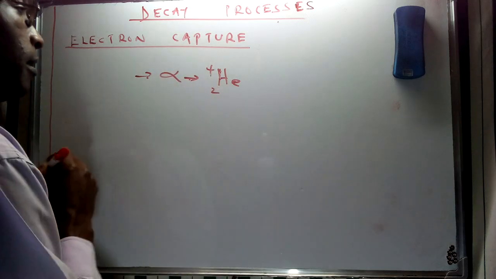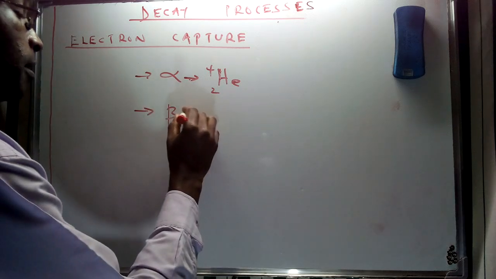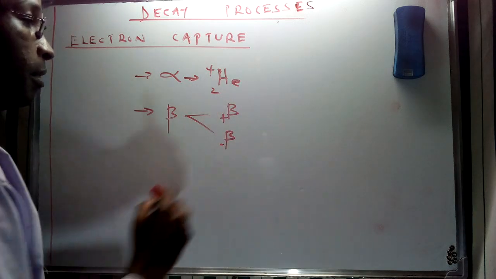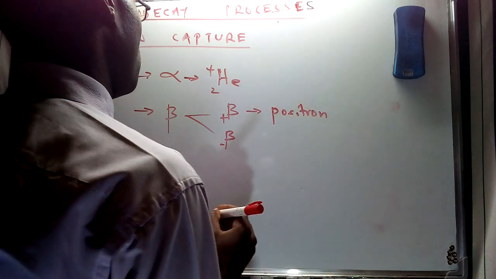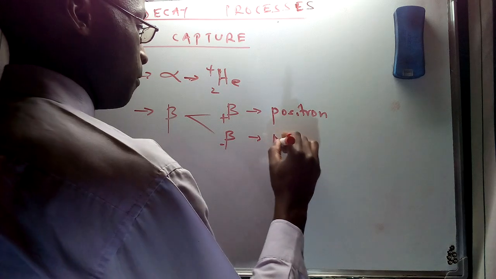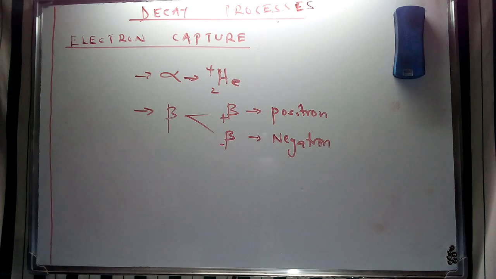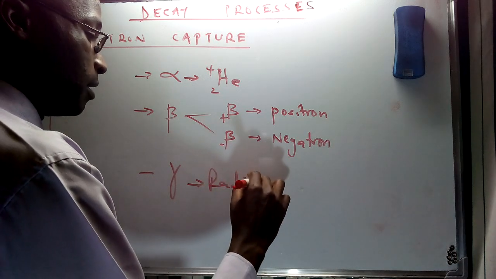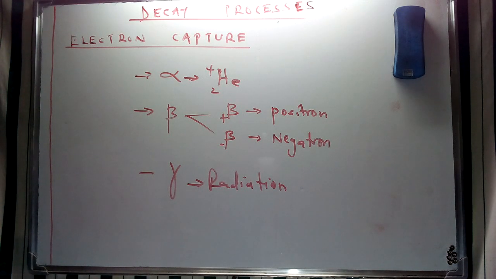And then we said that there's another category of radioactive decay process that we refer to as beta decay. We divided it into two branches, the beta positive and the beta negative decay processes. The first refers to positron emission, and the second is referred to as negatron emission, respectively. We also mentioned gamma radiation, which occurs in order to stabilize a radioactive isotope from a higher excited state of energy to a stable one.